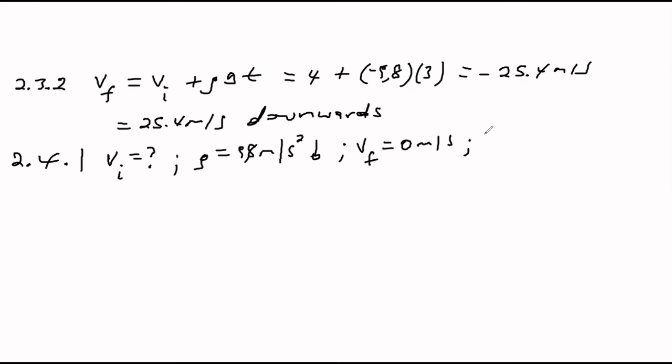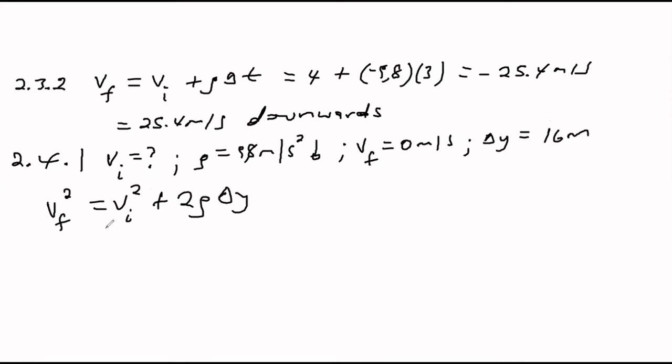Okay, the object bounces off into a maximum height of 16 meters above the ground. Which formula to use? We can use V final squared equal to V initial squared plus 2G delta Y. Let's substitute everything that we know.